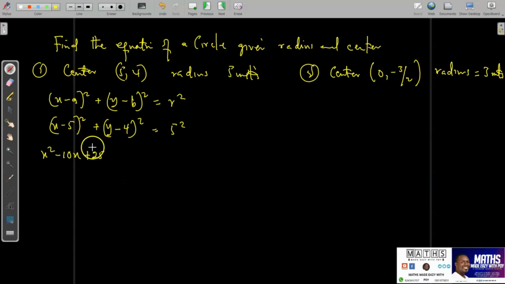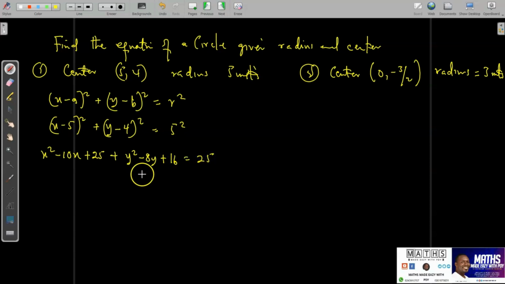Good. Going further to the y, what will be the expansion here? You should know how to do this expansion easily. What are we obtaining? Y squared, minus 8y, plus 16, all equal to 25.